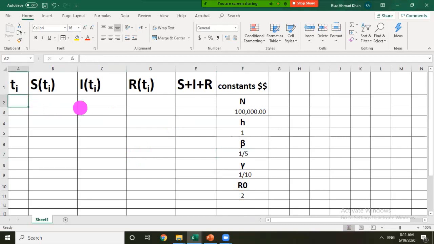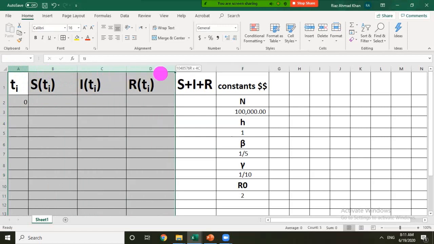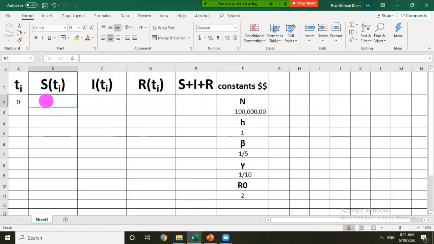Now when T naught is equal to 0, let us also write these in the center. If T naught is equal to 0, the removed population is also 0, the infected population is 1000, and the susceptible population is 99,000. We can directly write 99,000 as well.